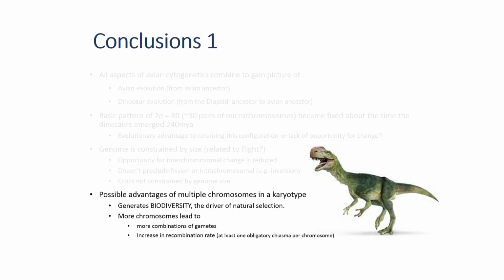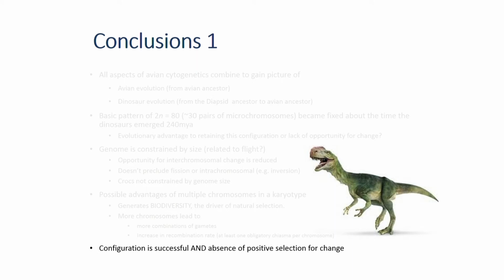But lots of chromosomes means you can shuffle your genome a lot by random segregation and by recombination as well. So with this increased recombination rate and random segregation, we think that both the configuration is evolutionarily successful and there's an absence for positive change. So that's why it's stuck around.